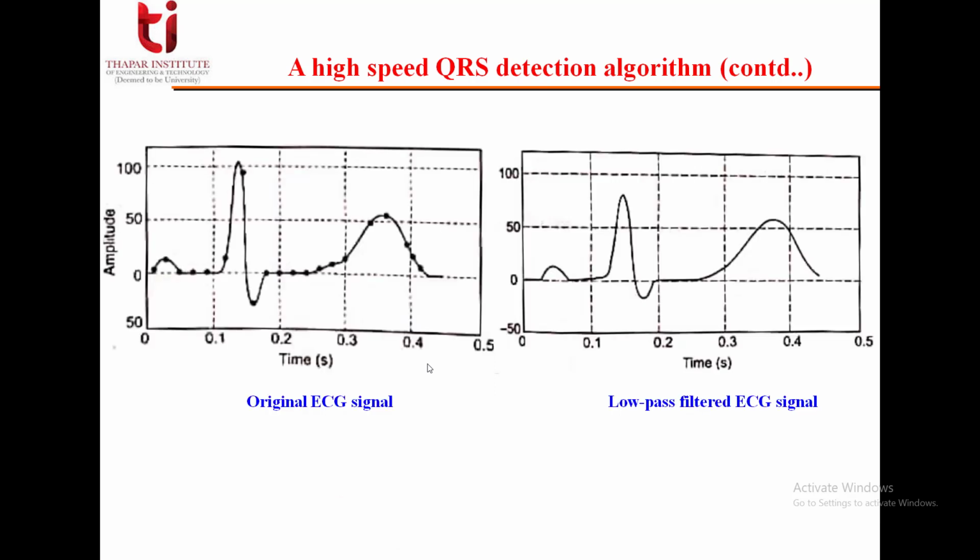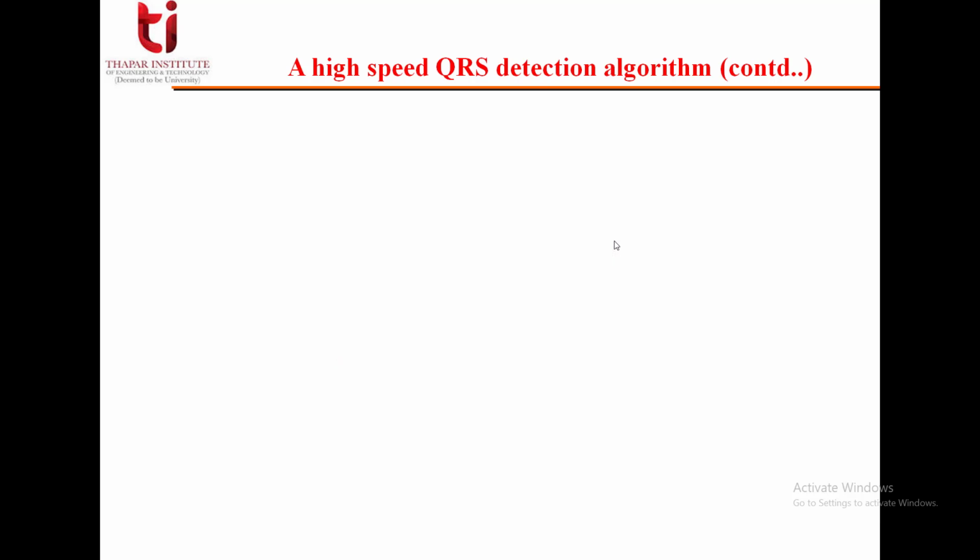You can compare the two. This is the original ECG signal and this is the low pass filtered signal. So we can see the decrease in amplitude and also the attenuation of the power line frequency, which is around 60 or 50 Hz. That is power line interference. Now we'll discuss the high pass filter.